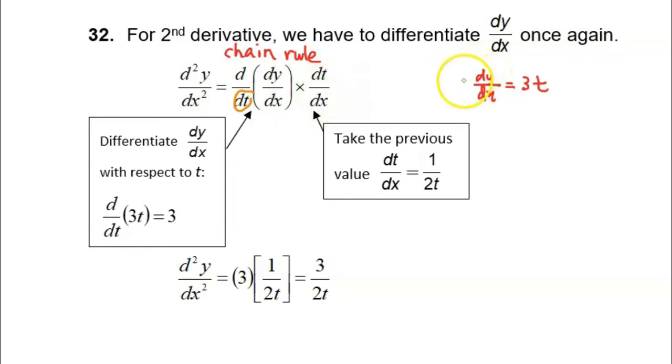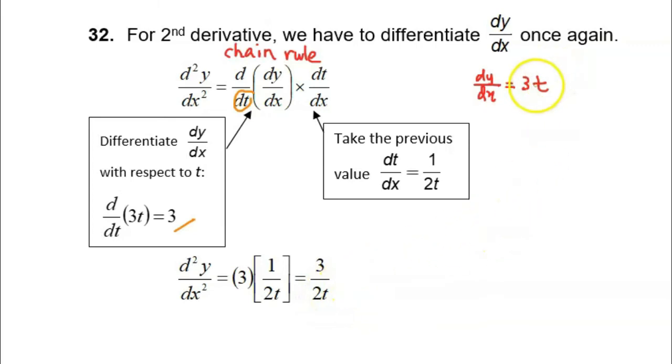So, for our example, differentiating 3t gives 3, and then we take back the previous value, dt over dx equals 1 over 2t. Finally, we get d2y over dx squared equals 3 times 1 over 2t, which equals 3 over 2t.